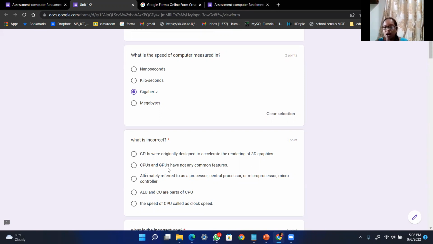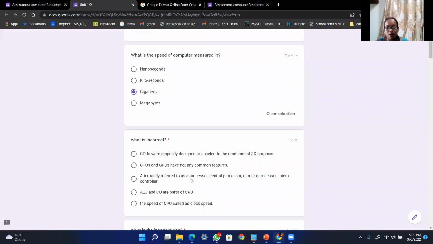CPU and GPU have most of the features in common, but some are different, right? Most are similar, but some are different. So this is the incorrect one. Let's see the third one.